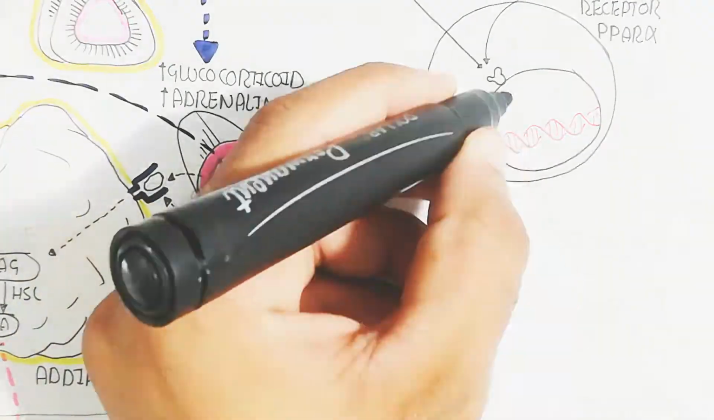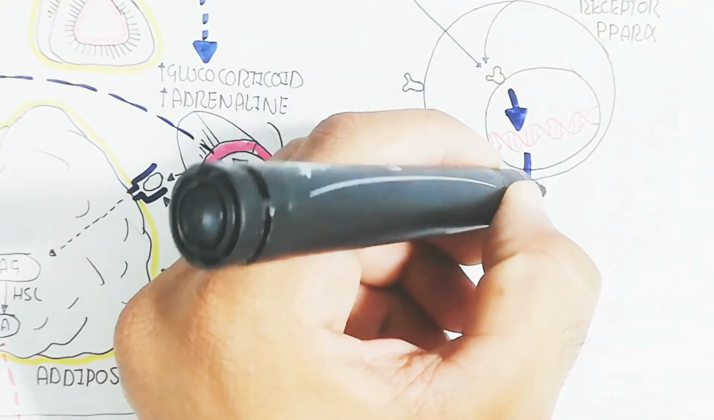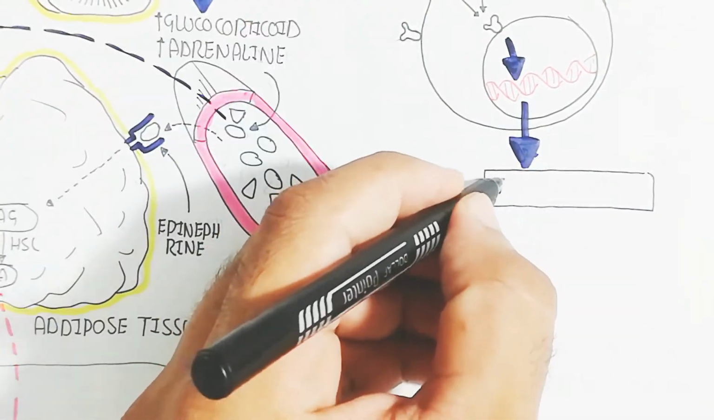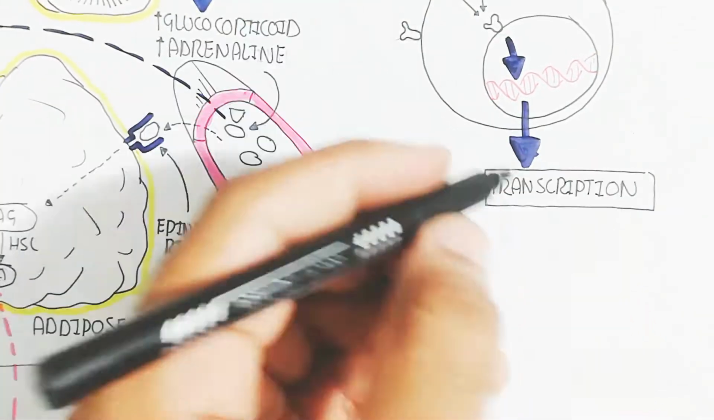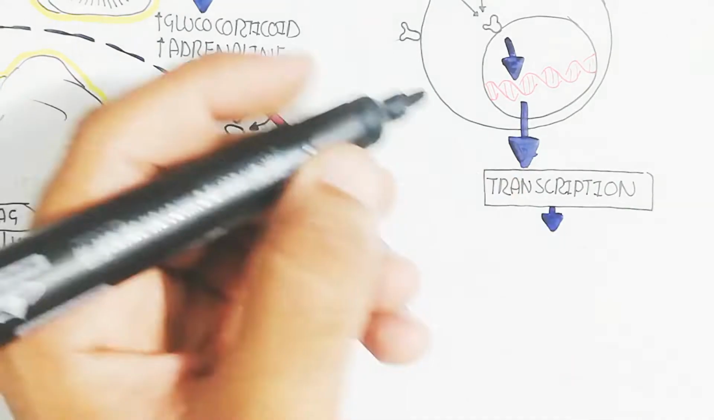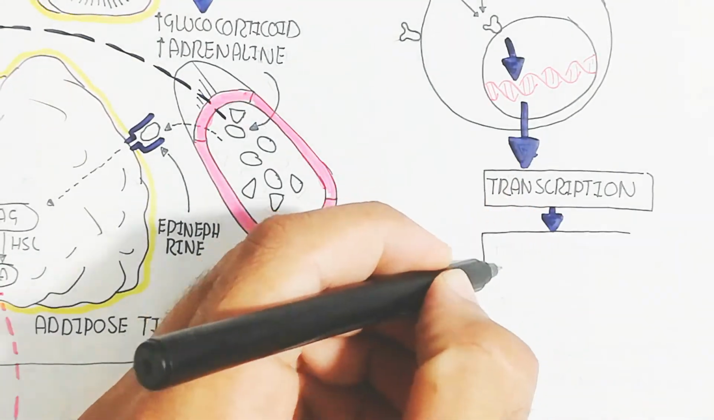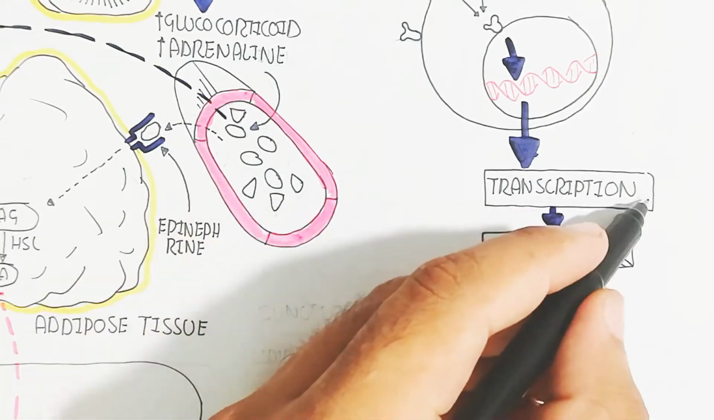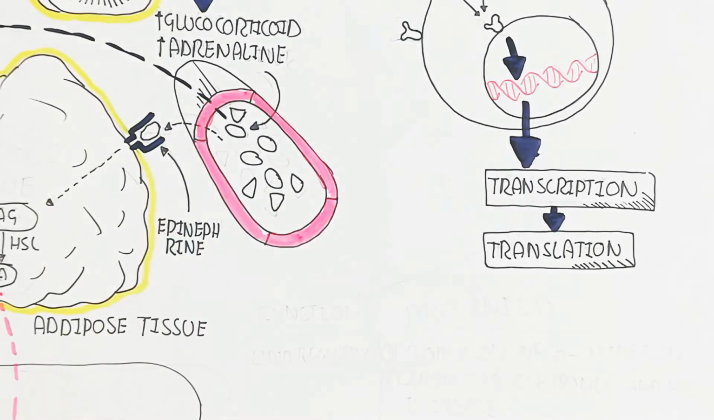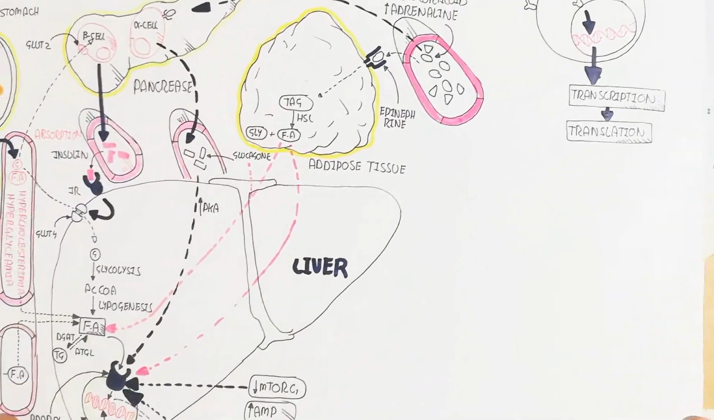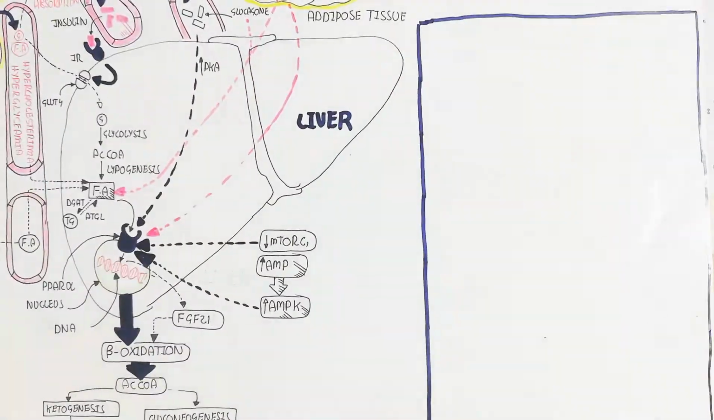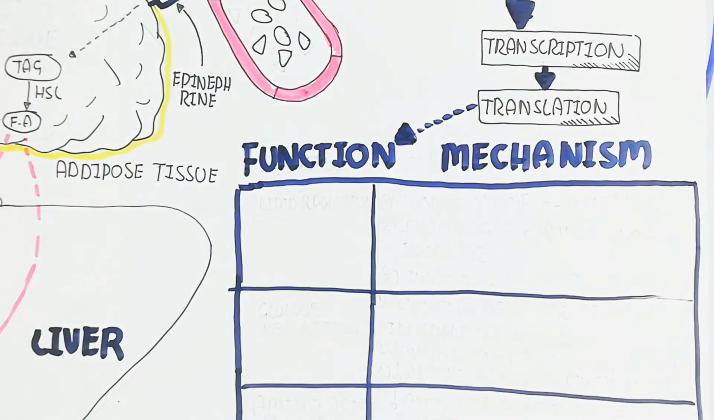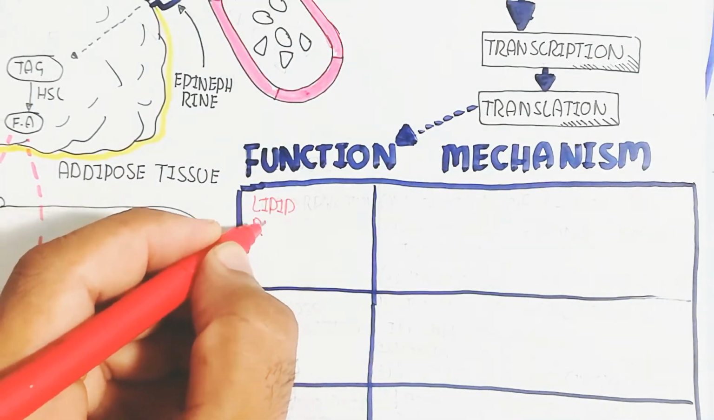So here is the signal, for example, when the nuclear receptor receives that signal, transcription to translation leads to function. And what is the function? Let's begin to understand the whole process, function and mechanism. Now I am sketching the chart for better understanding of the function of the PPAR alpha, the peroxisome proliferator activated receptor.